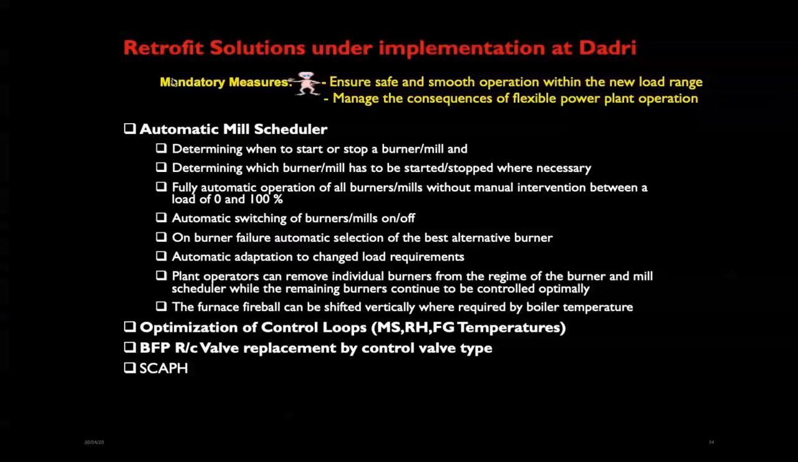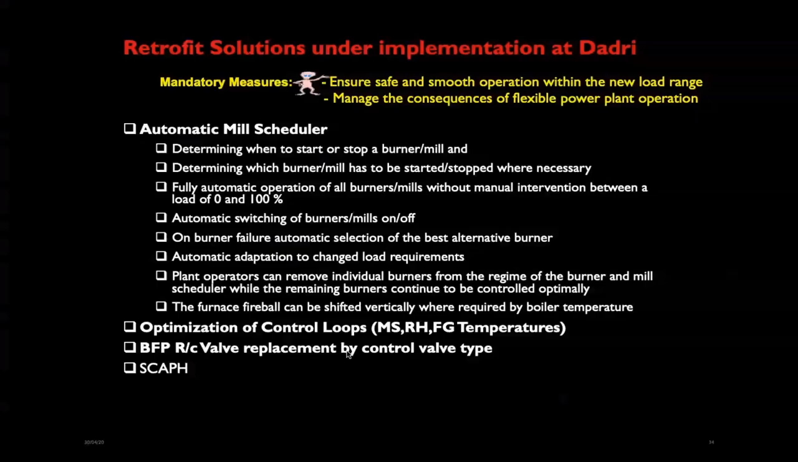Then we have optimization of control loops, all these MS, reheater, based on feed-forward signals and on advanced system. Dadri is very fortunate, particularly that unit is already having an advanced system of Siemens. This circulation valve also poses a problem when there is a reduction in load, when one needs to be deloaded. Then we have seen a jerky valve which is fully open close type. This could close suddenly or open suddenly. So we are replacing it with a control valve type. Steam coil.